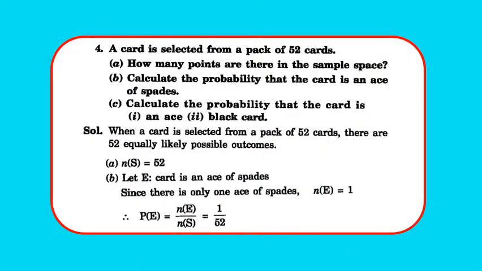Moving to question 4. A card is selected from a pack of 52 cards. A: How many points are there in the sample space? B: Calculate the probability that the card is an ace of spades, and C: calculate the probability that the card is an ace or a black card.